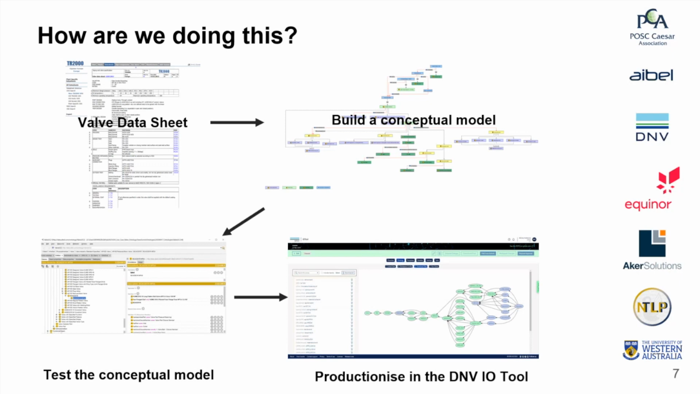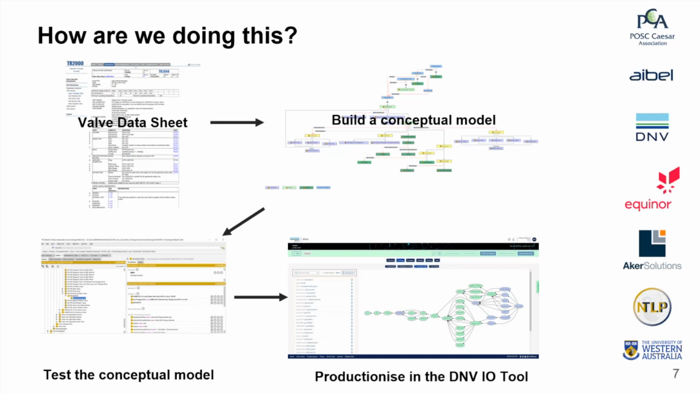So how are we doing this? Well, we start obviously with the data in the valve data sheet. We also have to build a conceptual model, and I'm going to talk a little bit about that later on. Once we have the conceptual model, we can enter the data into a conceptual model prototyping package called Protégé, which is an ontology design support tool.